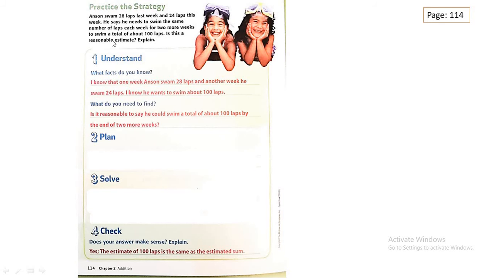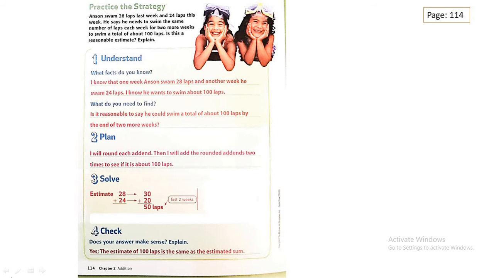Since the question is about reasonableness, we should think about estimation, right? We have two numbers to estimate, to round them. So we will round each addend. Then we will add the rounded addends 2 times, because we have the 2 next weeks, to see if it is about 100 laps.